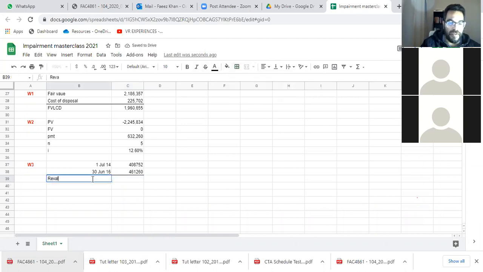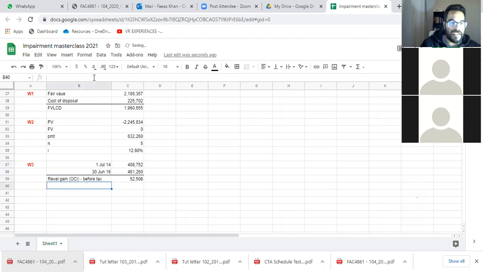So reval gain, remember this goes through OCI. I'm just putting it here so you know. So the reval gain would be the difference, that minus that. Okay, so therefore the revaluation gain is 52,508. Just important for you to know. This revaluation gain is before tax.